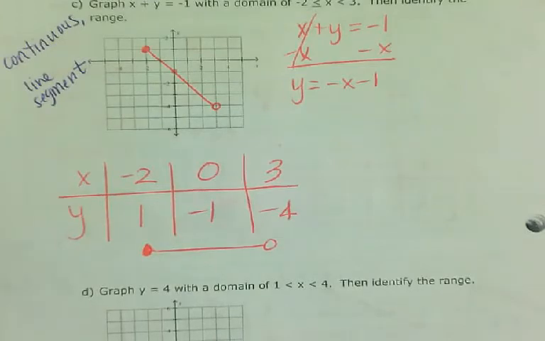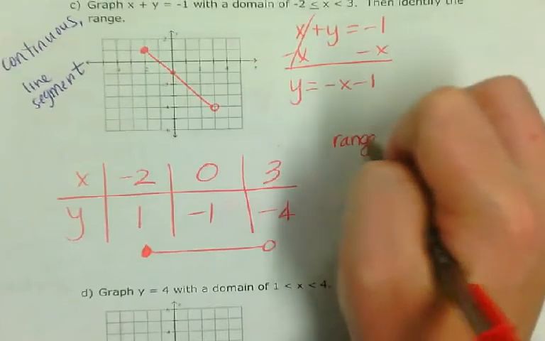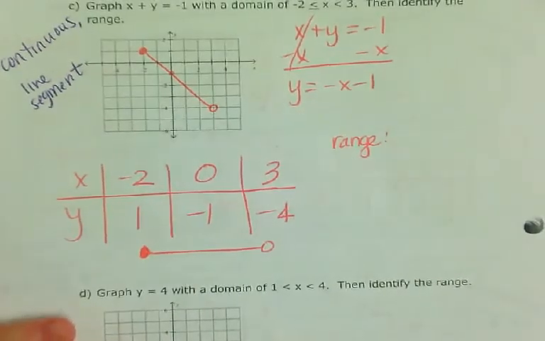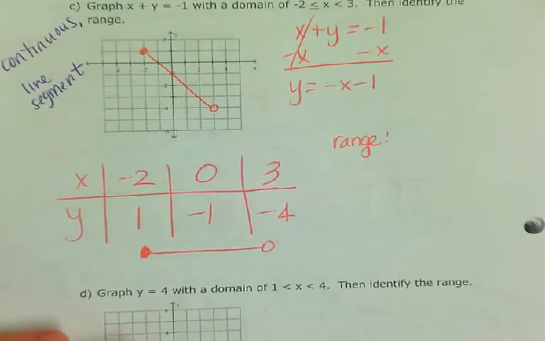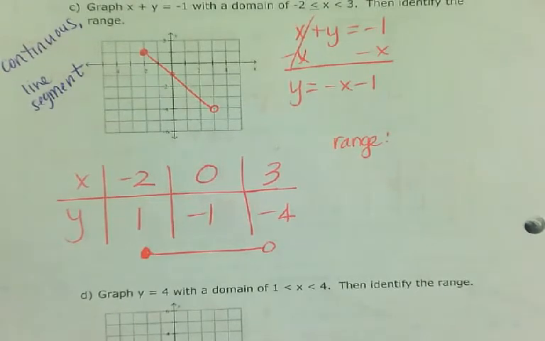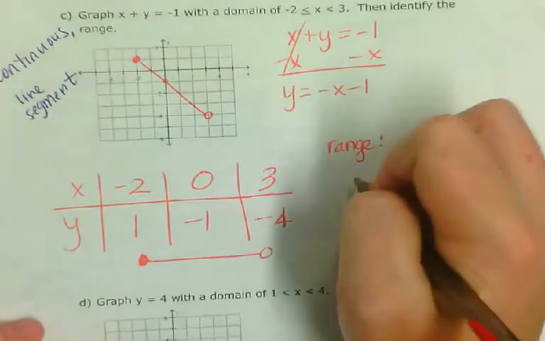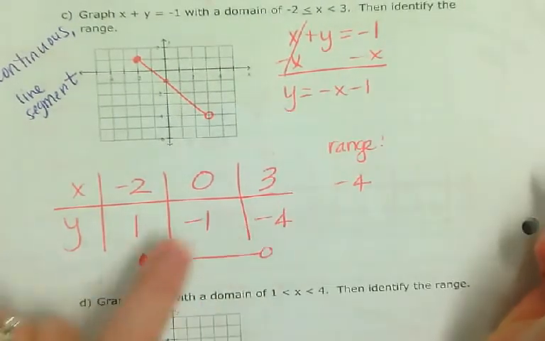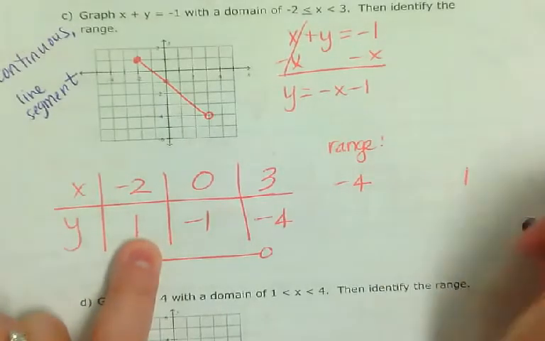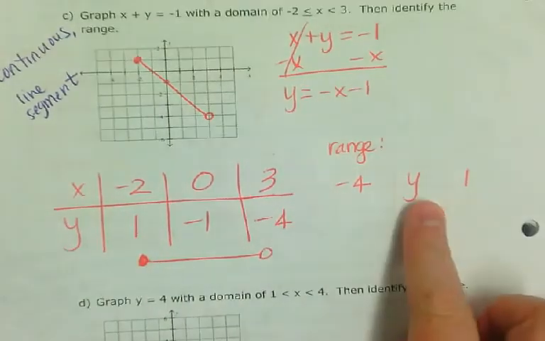All right, so now we have to come up with the range. And again, you can look at the graph to get the range. You can look at the table to get the range. I usually look at the table because the numbers are already done for me. I don't have to think about it much. But when we write inequalities, we start with the biggest number or the smallest number? Smallest. So what is the smallest value in my range? -4. And the largest value in my range is 1. Now this is range, so the y goes in the middle.